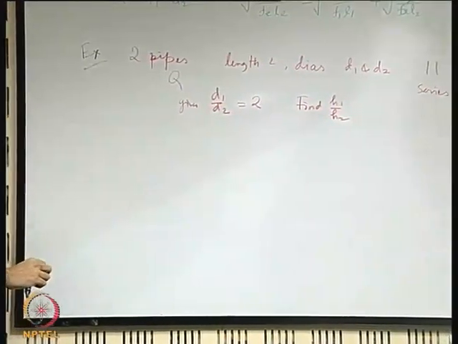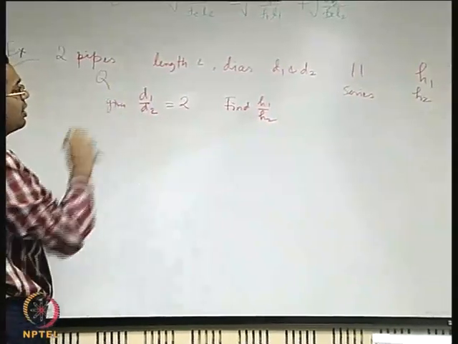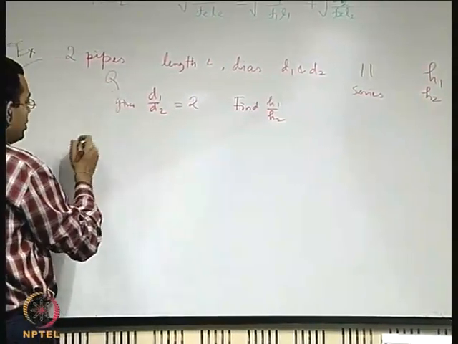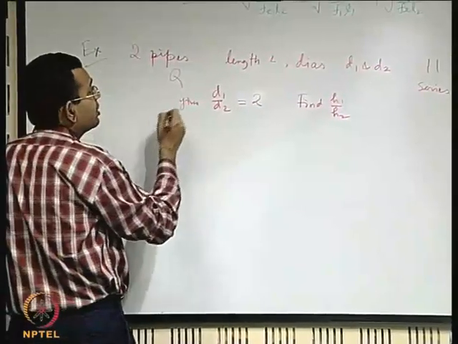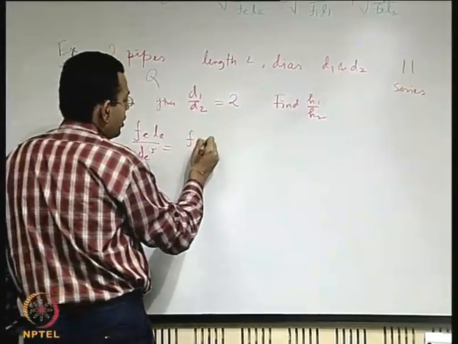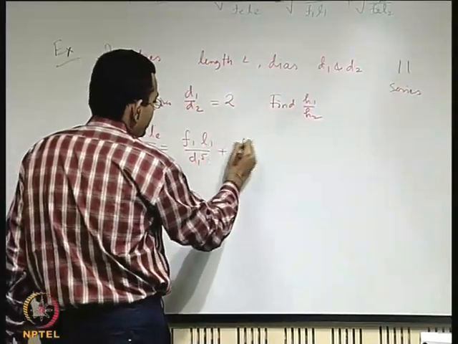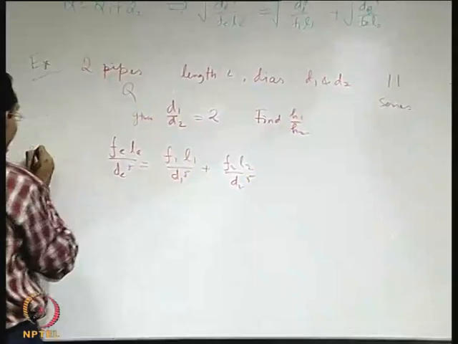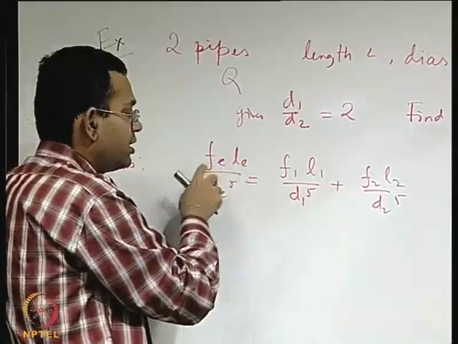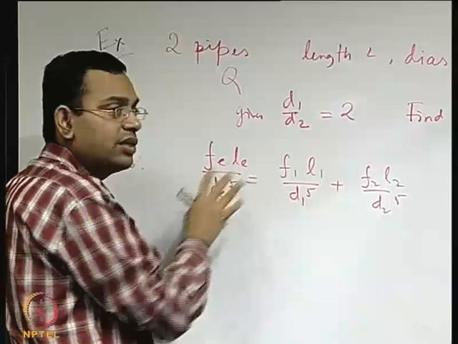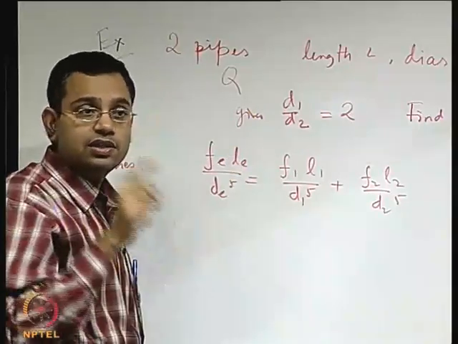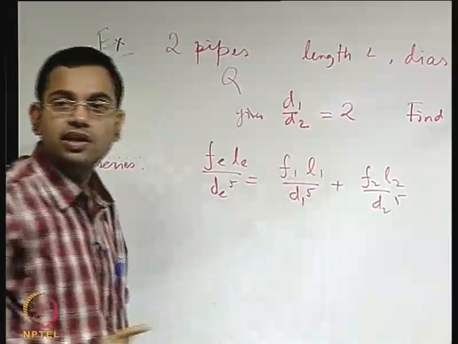So, when the two pipes are connected in series, you can work this out through the equivalent resistance concept. When they are in series, the condition for the equivalent is Fe Le by d to the power 5 is equal to F1 L1 by d1 to the power 5 plus F2 L2 by d2 to the power 5. This is for the series. The equivalent has a combination of three parameters, and it is not important what the individual values of these parameters are. It is important that you collectively choose them to satisfy this constraint. That should be good enough.